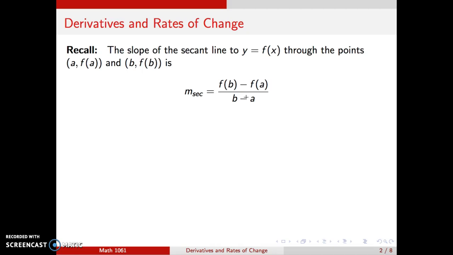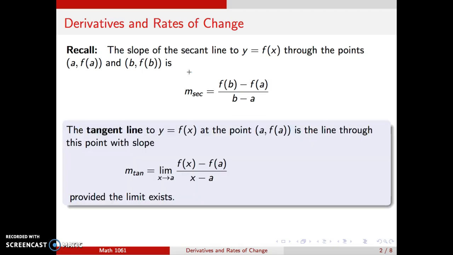So just a reminder, the slope of the secant line through these 2 points, A, f of A, and B, f of B, well, it's just your usual slope calculation when you have 2 points. So nothing new there. The difference of the function values divided by the difference of the input values. Now the tangent line, before we talked about just making approximations. Now we can actually talk about making an exact computation. So the tangent line at a point is the line through the point with this slope.